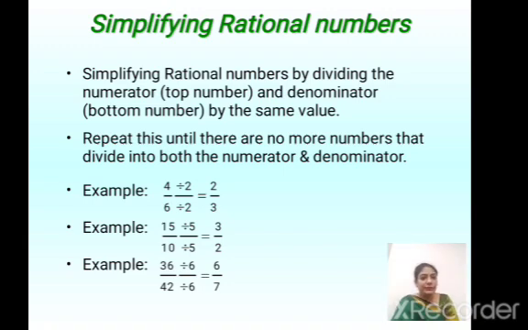Example 3: here 36 upon 42 is a rational number where we can divide both the numerator and denominator by 6. So it becomes 6 by 7. So you can see in all three examples we can repeat the division until a single number cannot be divided into the numerator and denominator as well.